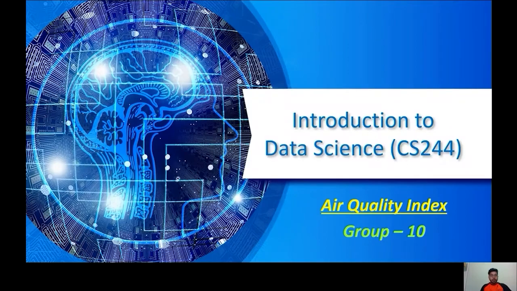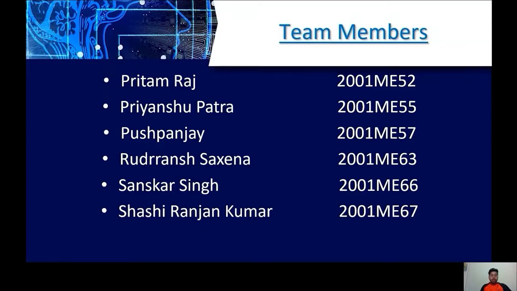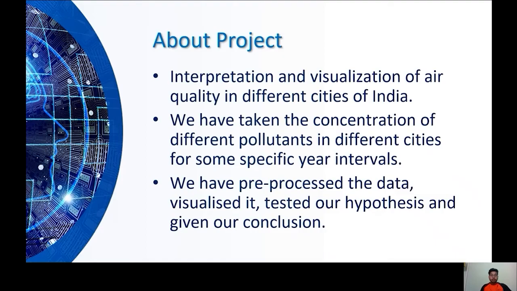Our topic is Air Quality Index. Our team members are me, Pritam Raj, Priyanshu Patra, Puspanjay, Rudrans, Sanskar Singh, and Sasiranjan Kumar. In this project, we have analyzed, interpreted, and visualized the air quality in different cities of India: how the concentration of all different gases varies over time for different cities, which city has the highest concentration of which gas in which year, or which gas is highest in which city. We have also given a hypothesis and tested it.